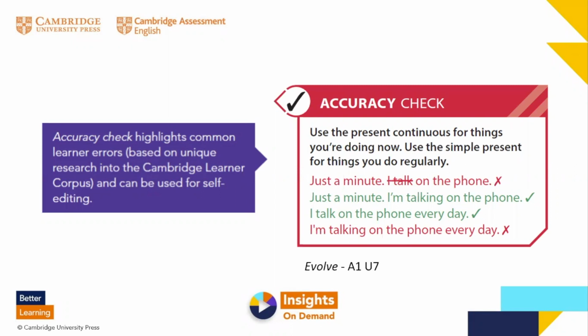And so the accuracy check, which is found in each unit of Evolve, for example, highlights common learner errors for that level, as found in the Cambridge Learner Corpus. And this helps students avoid these errors by having them notice them and be conscious of it and try to avoid them in their speaking and writing. But actually, insights from the Learner Corpus are throughout all of our learning materials, whether it has the specific thing on the page or not. See, we use the Learner Corpus to inform our curriculum.